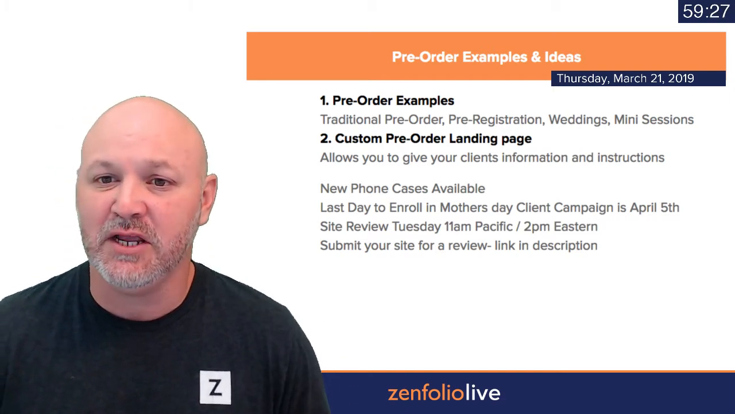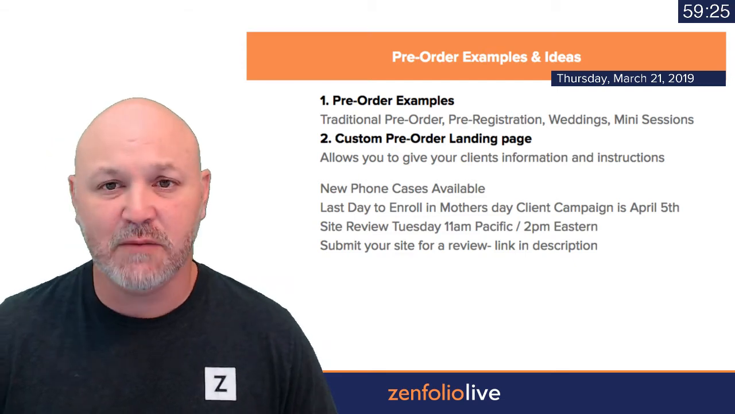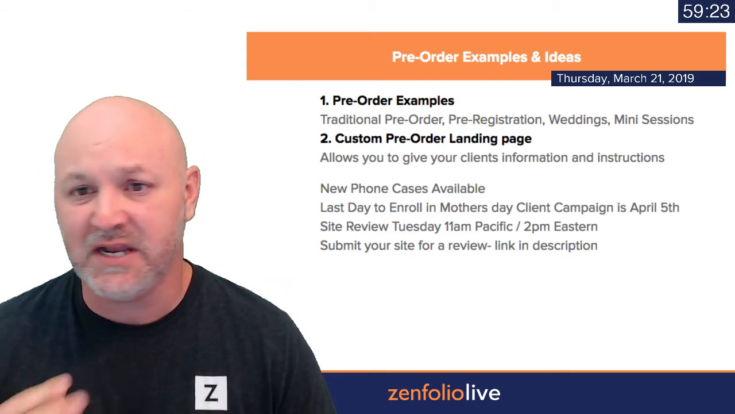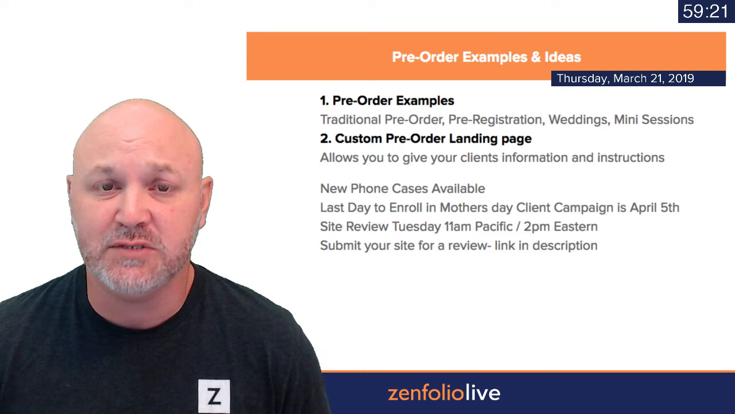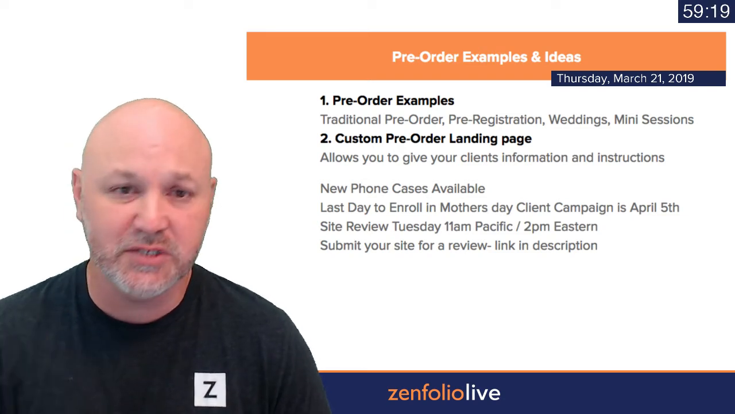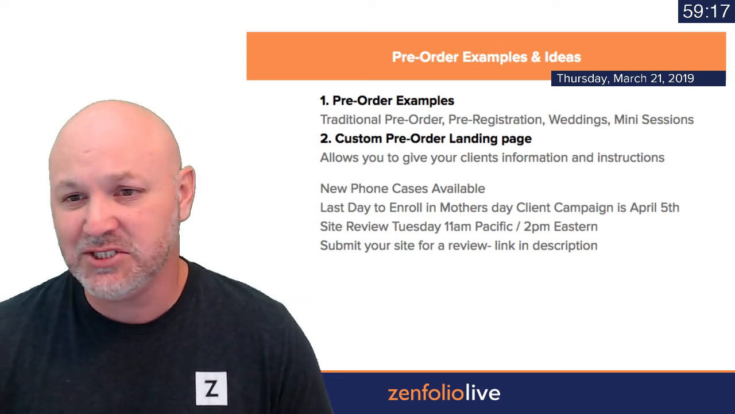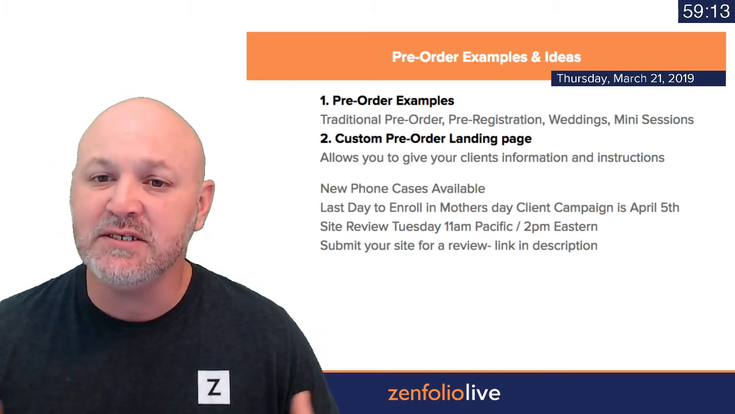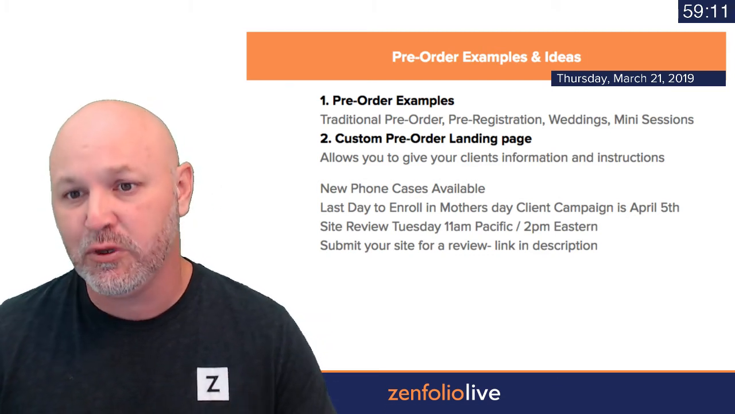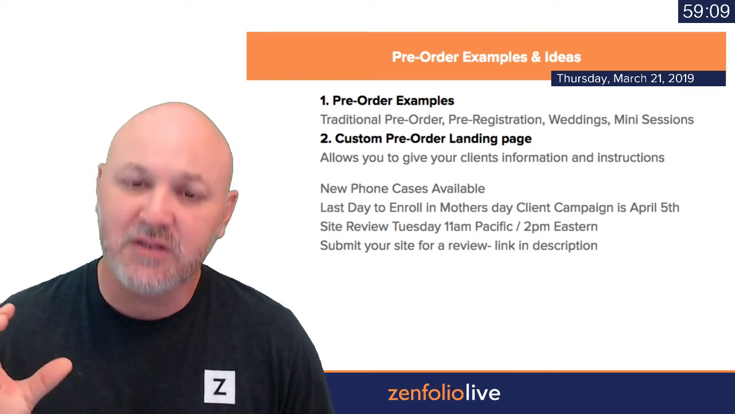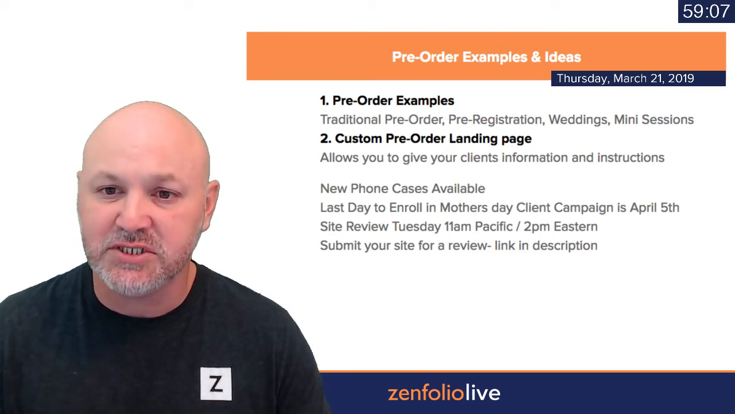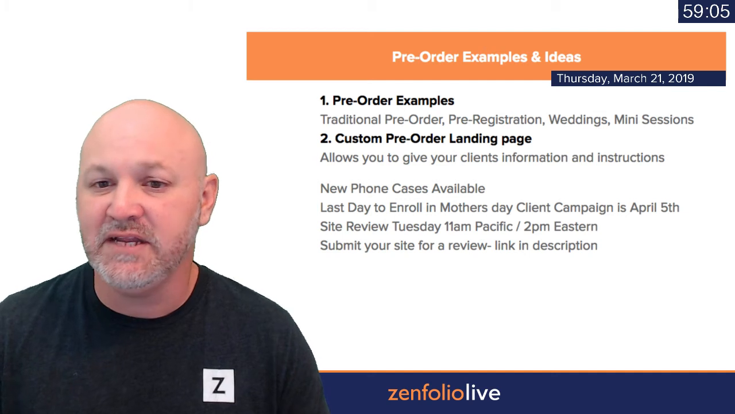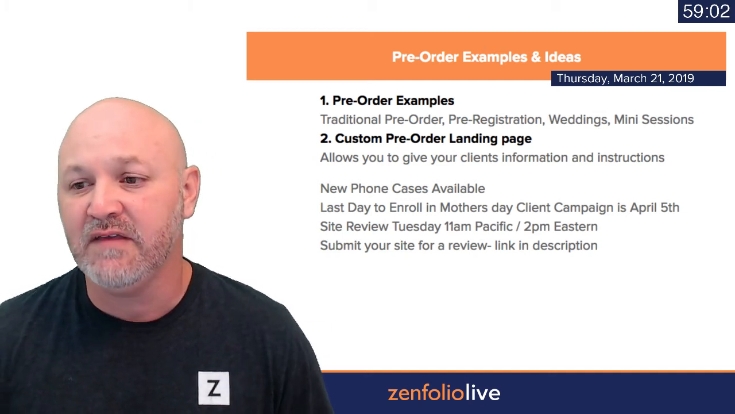Like I said, today we're going to be talking about pre-order examples. So I'm going to go through some examples and ideas of different ways you can use our pre-order feature, like the traditional pre-order, pre-registration, showing you how you can use it to book weddings and mini sessions. And then I'm also going to give you an idea for a custom pre-order landing page that lets your clients, give your clients some instructions, let them choose which place they need to go. I'm going to show you an example of that.